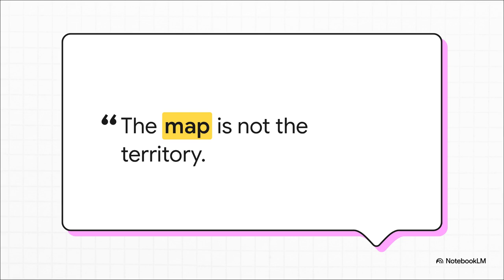So, I'll leave you with this to chew on. As you build your future strategies, how will you ensure your maps remain true to the chaotic, beautiful territory of real human connection?